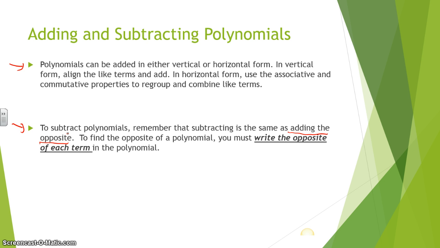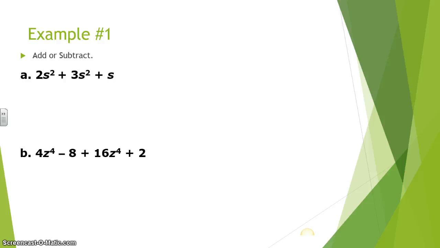To find the opposite of a polynomial, you must write the opposite of each term in the polynomial. So let's do a few examples of this so this makes sense when you have this for bookwork. It says here add or subtract. So we have 2s squared plus 3s squared plus s.